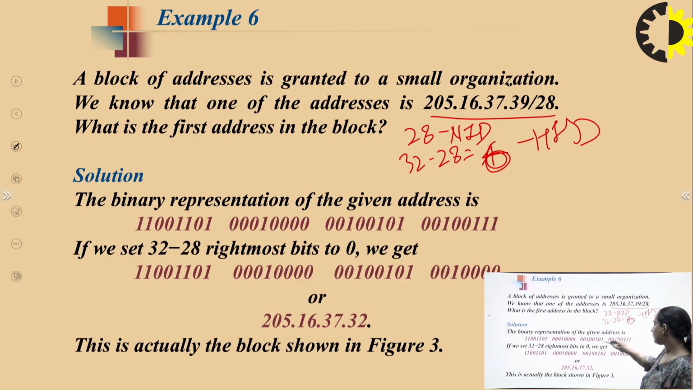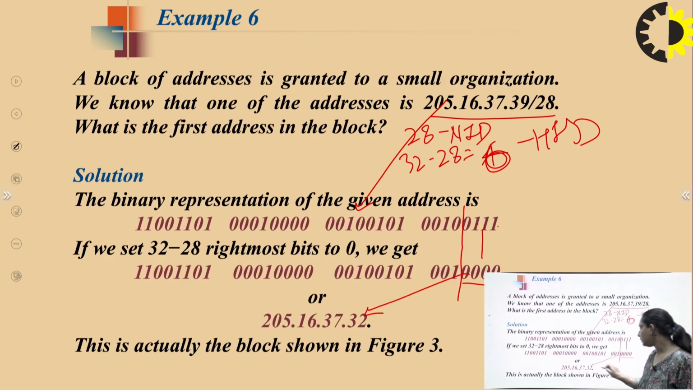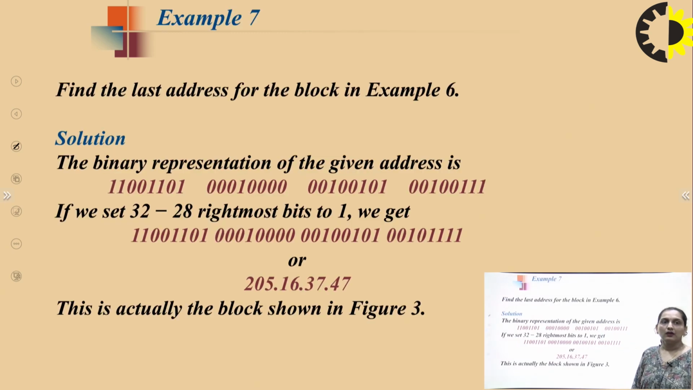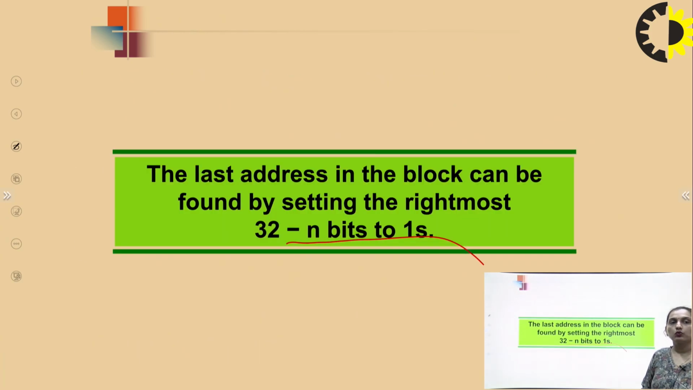When we write this in binary, all these 4 bits from the right hand side have to be zeros, and all the others remain as they are. So this is the equivalent of this. When we are going for the last address, the rightmost 32 minus n bits from the right hand side have to be ones. So all 4 bits have to be 1. So it will range from 32 to 47.